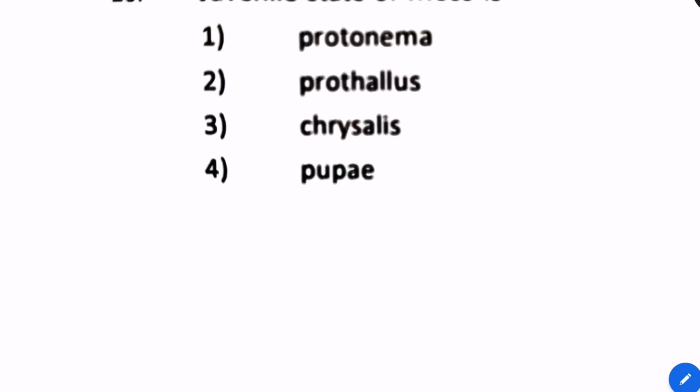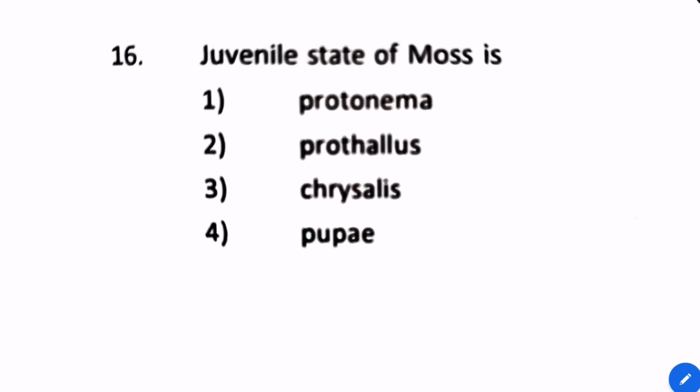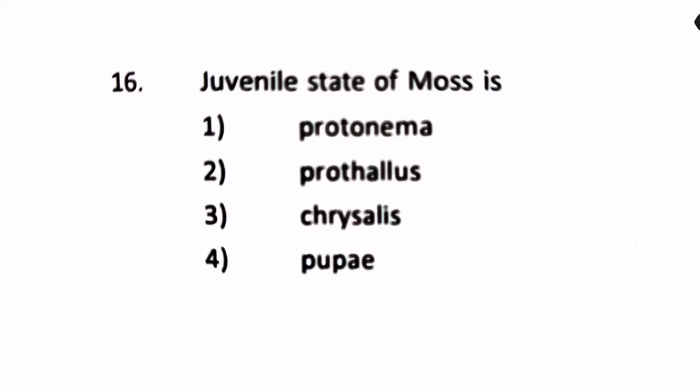Next question, let's go to 2015. The first question of 2015 is: the juvenile state of moss is A. Protonema, B. Prothallus, C. Chrysalis, and D. Pupae. Well, it's a repeated question from 2014. We know that the answer is Protonema, and the options have changed. Chrysalis and Pupae are written over here. Let's see what is Chrysalis. Chrysalis and pupa are a part of butterfly structure, which is nowhere related to bryophytes. So those answers are wrong, and 1 will be the correct answer.